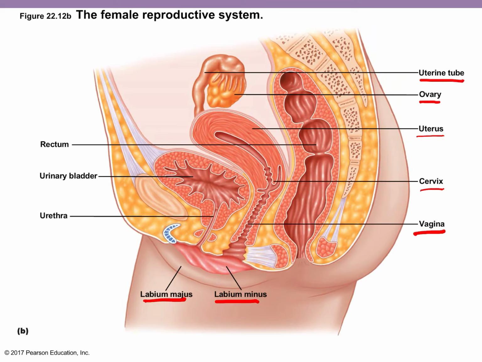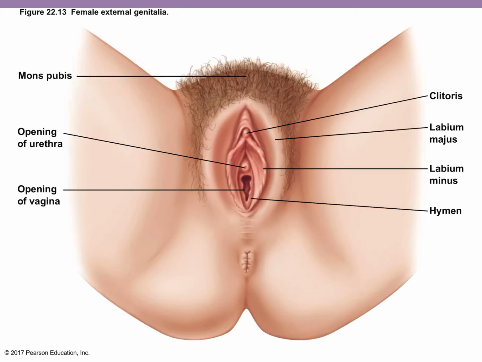So we have some erectile tissue here, the clitoris, which is homologous to the erectile tissue of the penis, and then some glands are not shown here. So just a quick review of the female reproductive system. This is the vulva, right, the external genitalia. So here's the clitoris, again homologous to the penis, the labia majora, labia minora.